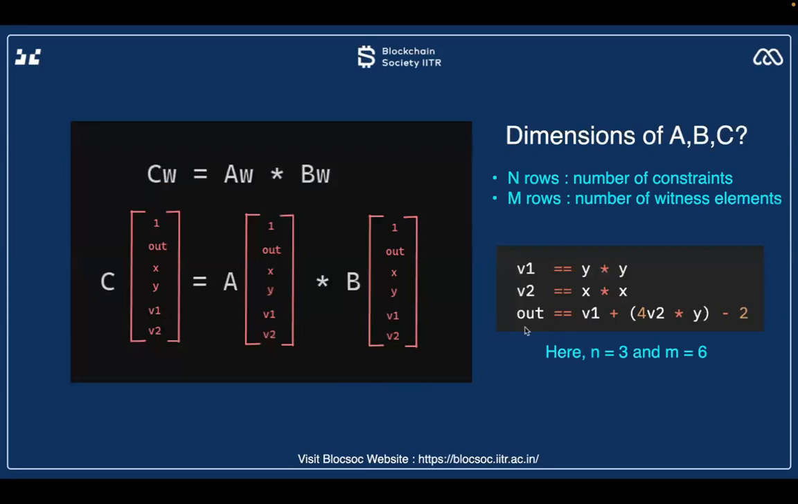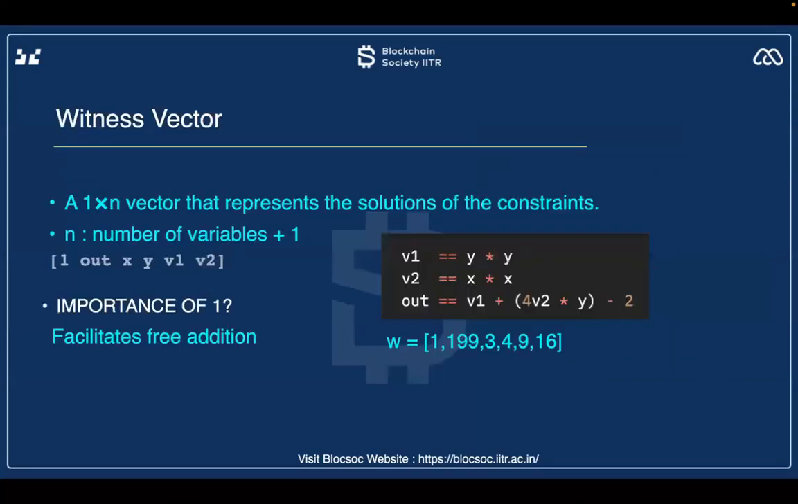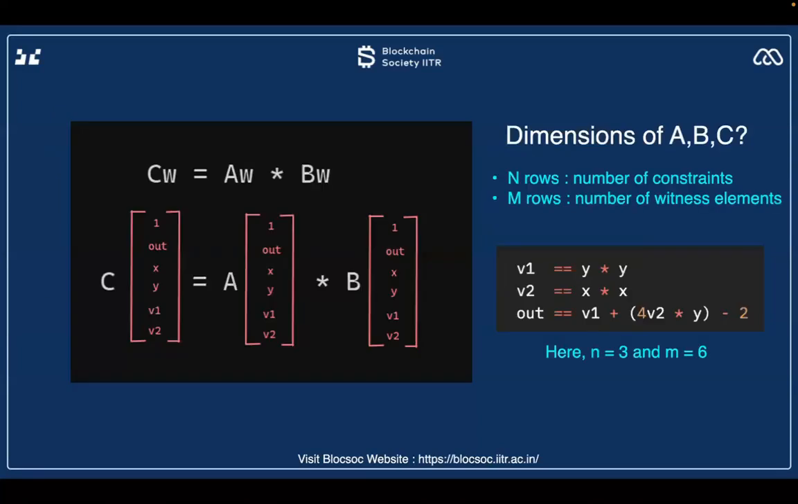So our aim is to calculate these matrices A, B, and C. A, B, and C are matrices that we use to convert this equation into R1CS. So what are the dimensions of ABC? These are n into m, n rows, and sorry it is misprinted, n rows and m columns. So n is the number of constraints.